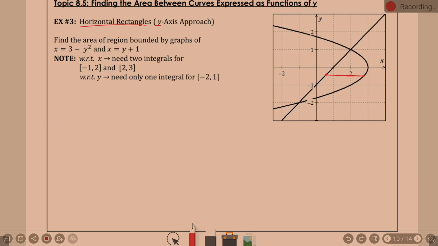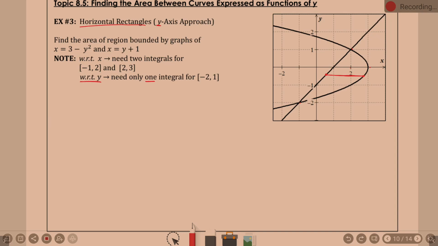So this is what I already talked about, this note here. With respect to x, from -1 to 2, you'd be okay, but then 2 to 3 would be the issue. With respect to y, if we're working in terms of y, we can just use one integral. Now, x equals 3 minus y squared. Which one is that?